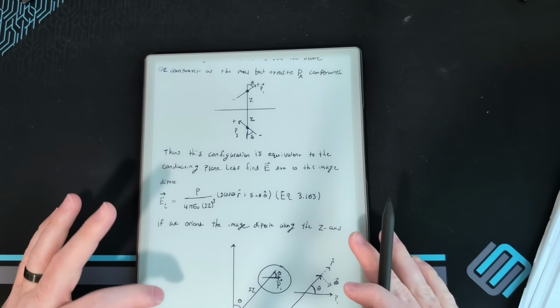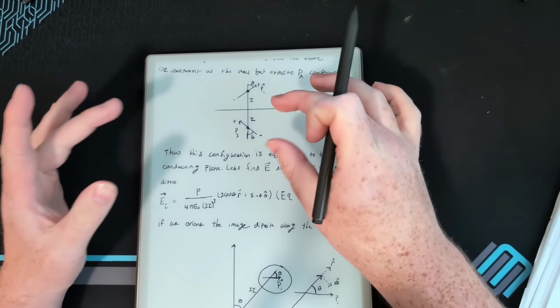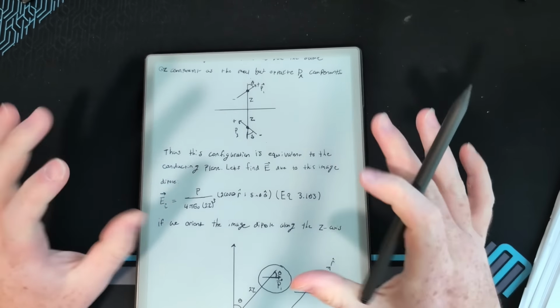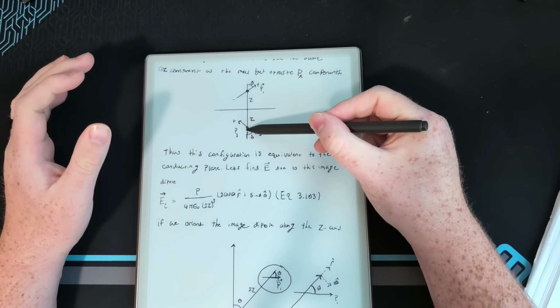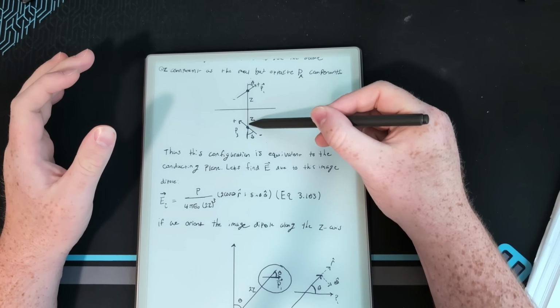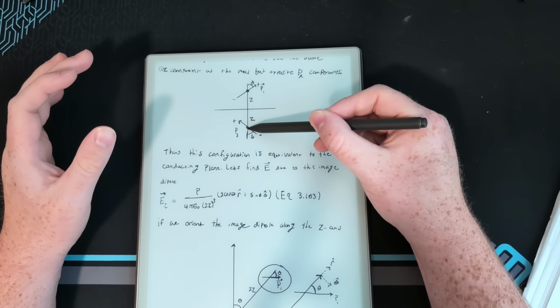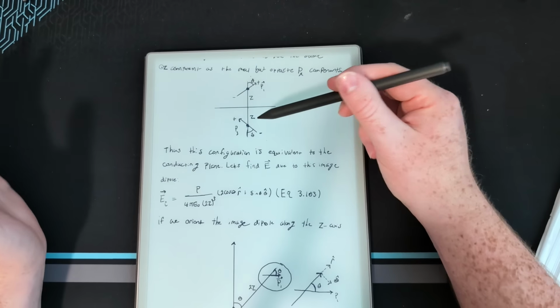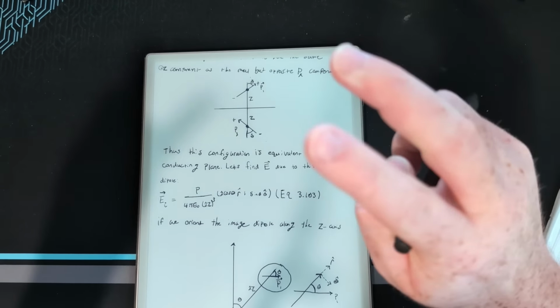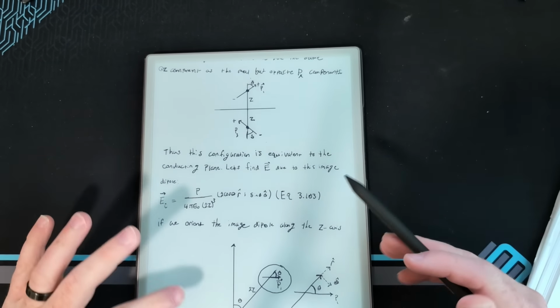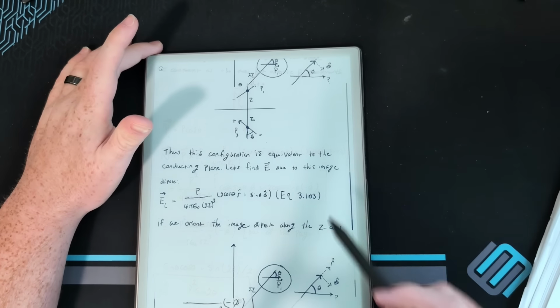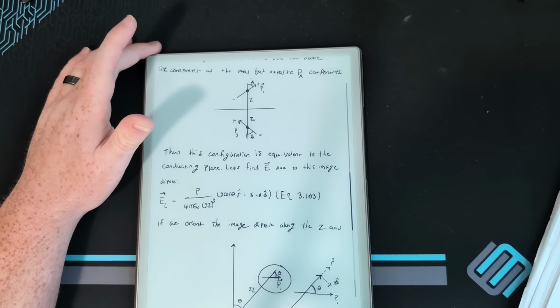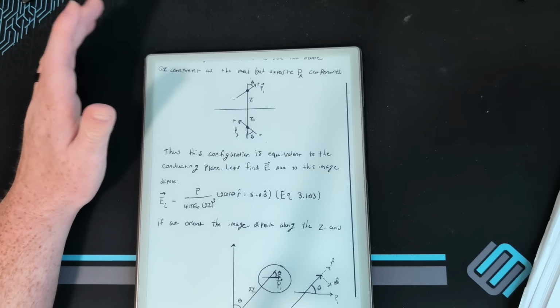And then if we just shift our coordinate system down to where now our origin is at the dipole, and then we rotate it to where P2 is now pointing up, you get this sort of situation.